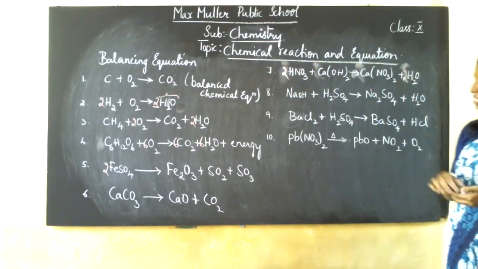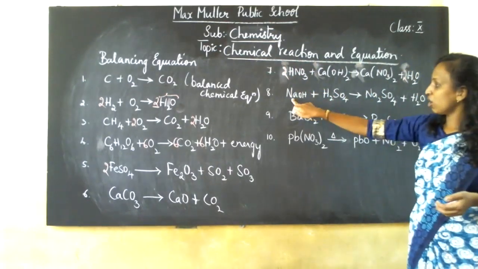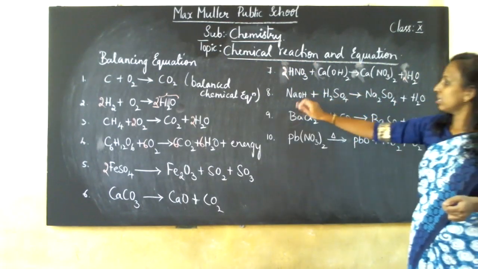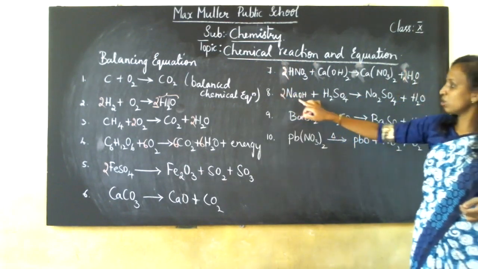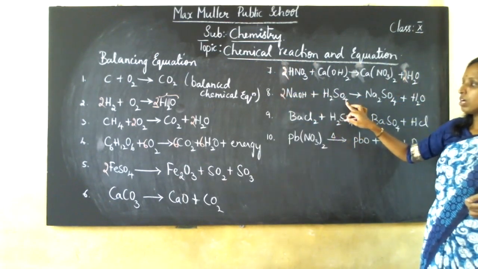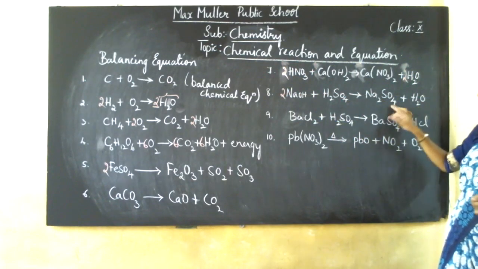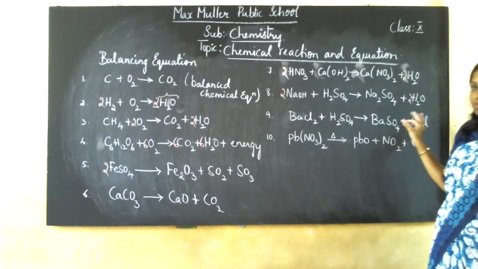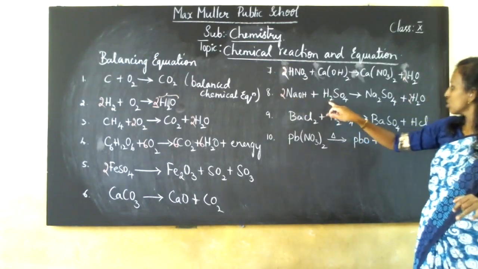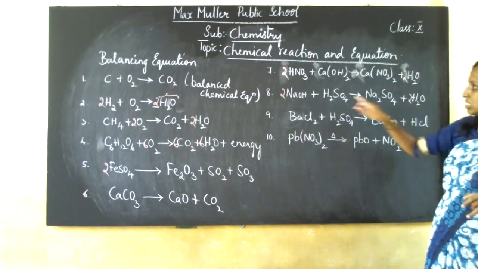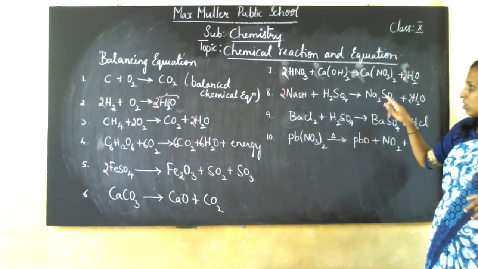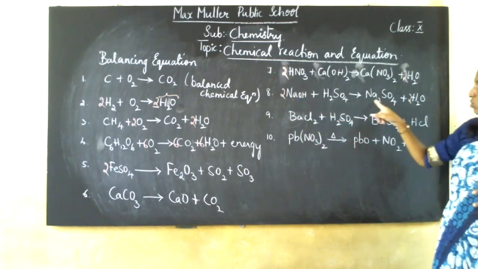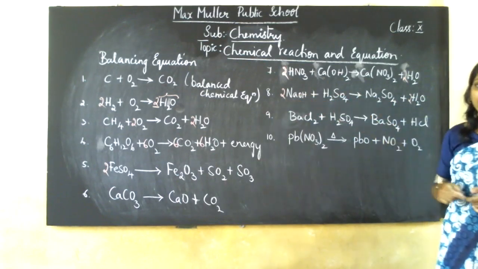Okay, next. Na, how much do you have? 1. Here in your product, how much do you have? 2. So let me take 2 here. Oxygen, how much do you have? 2 plus 4, 6. Here, how much do you have? 4. Let me take 2. So how much do you have? 4, 5, 6. 6 oxygen is balanced. Hydrogen is 2 plus 2 is 4. Hydrogen is 4. Sulfate, S is 1. Oxygen, already I told you, 4 plus 2 is 6. And sodium is 2. That's it. It is balanced.